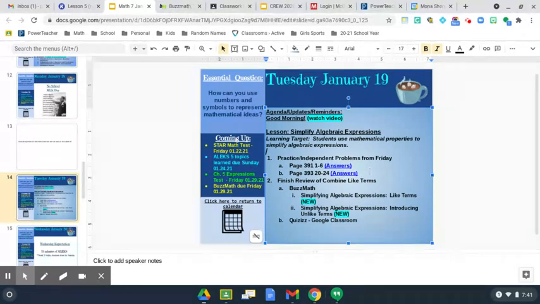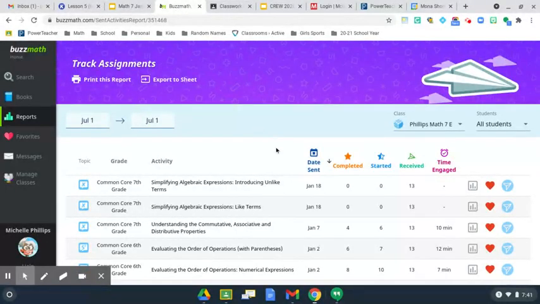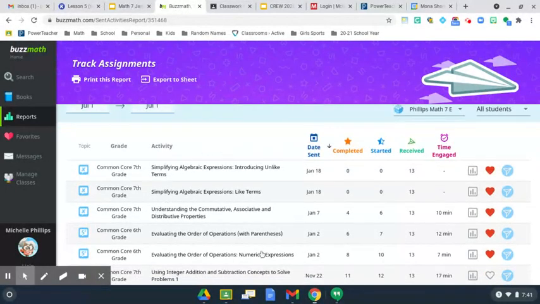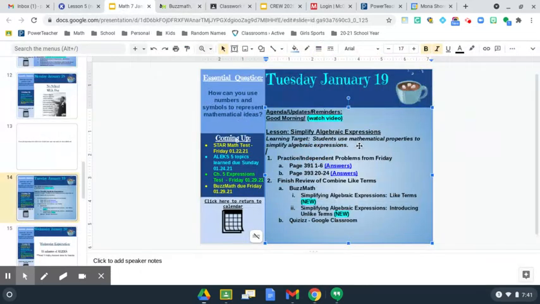As soon as you're done, then you can do a few more things. Number 2 says, finish review of combined like terms. And so the first thing is BuzzMath. We've added 2 new ones here to help you with simplifying algebraic expressions. And so if I bring BuzzMath up, so far, that would give you then 5 BuzzMath lessons for Chapter 5. The 2 new ones are simplifying algebraic expressions, introducing unlike terms, and simplifying algebraic expressions like terms. Those are the 2 that you can go to next and work on.